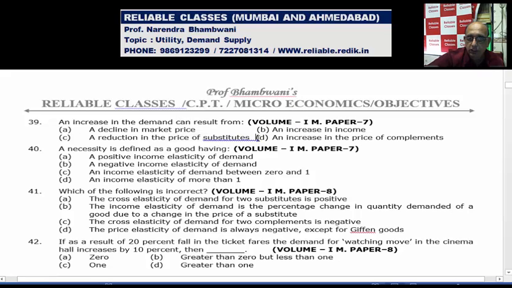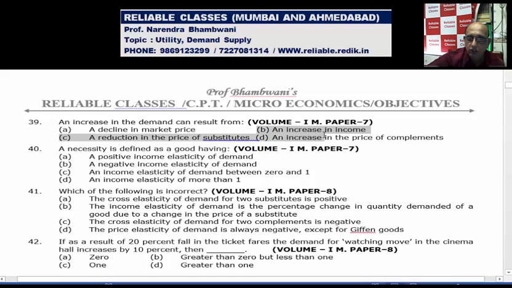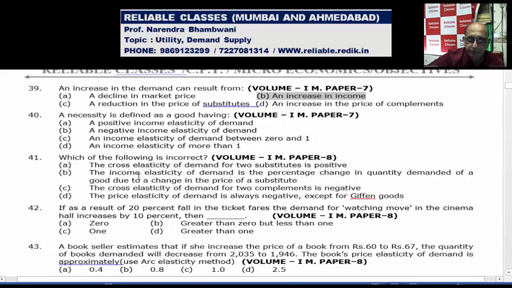This is ruled out. D, an increase in price of complement. Complements are those goods which are purchased together. An increase in price of complements will lead to fall in demand of complements and will also lead to fall in demand of our products. So obviously all other options are ruled out. The answer is option B.